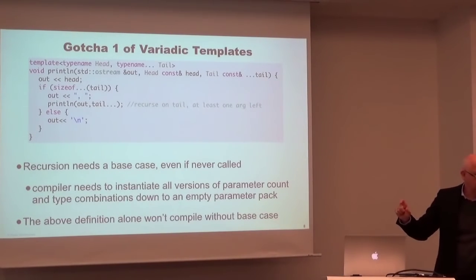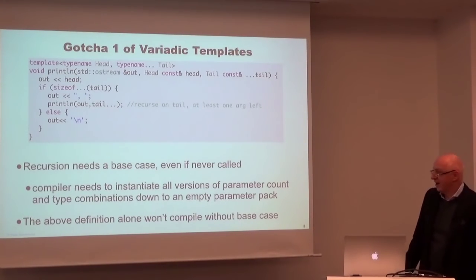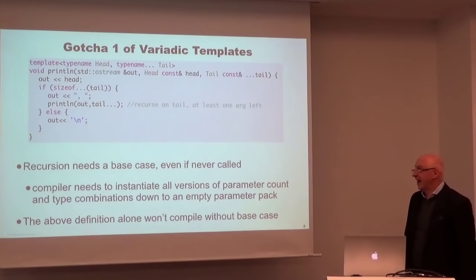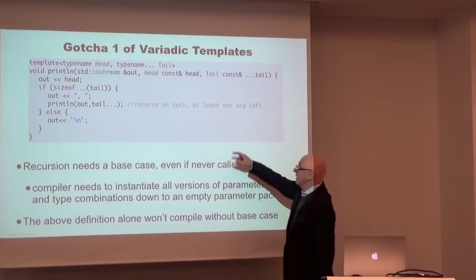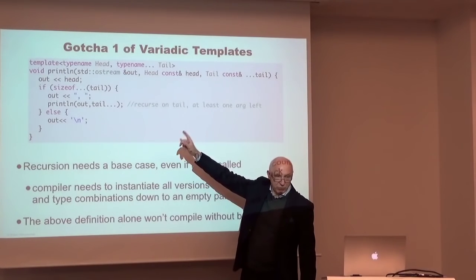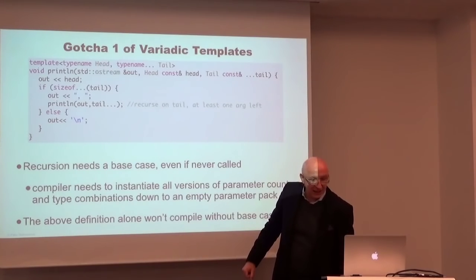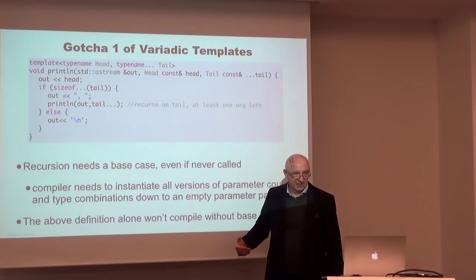There's a question. Wait for the microphone, or say it and I will repeat it. Can a base case just have a single argument, print out any single argument and never call anything else? The problem is, well, I could have a base case with a single argument. That would work, and stop the recursion at this moment. I could stop there, yes.